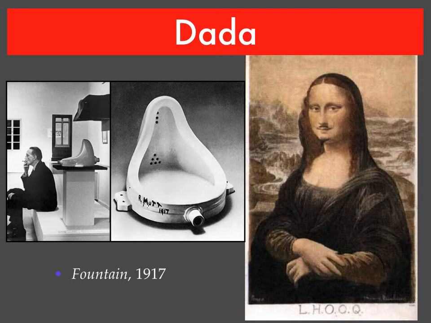Well, what happens with Fountain is he takes a urinal, he writes R. Mutt 1917 on it, and then he submits it to be in an artistic exhibit under R. Mutt. Well, the powers that be saw it and were like, no, this is not art, and they rejected it.